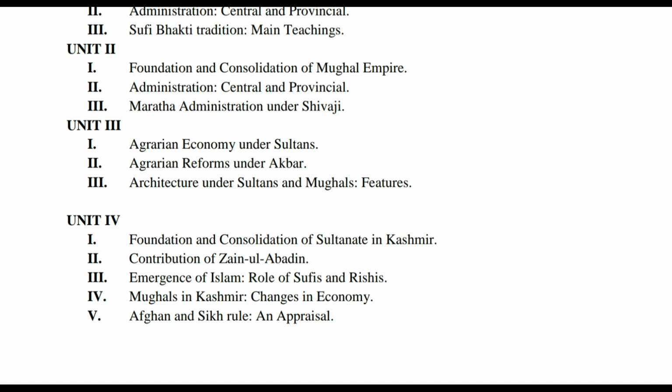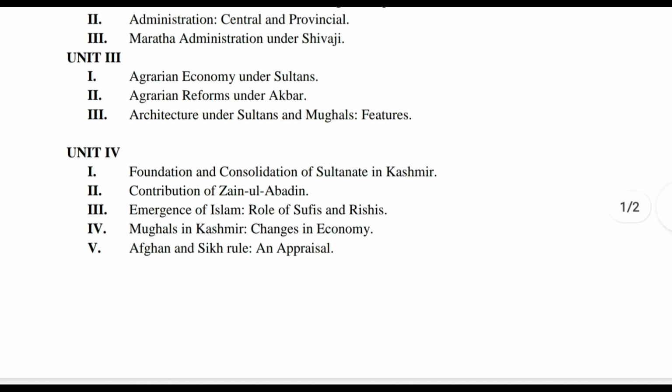Number 4 is changes in economy during Mughals in Kashmir. Number 5 is an appraisal of Afghan and Sikh rule in Kashmir.